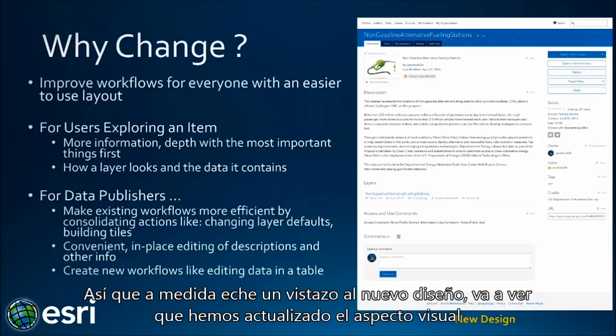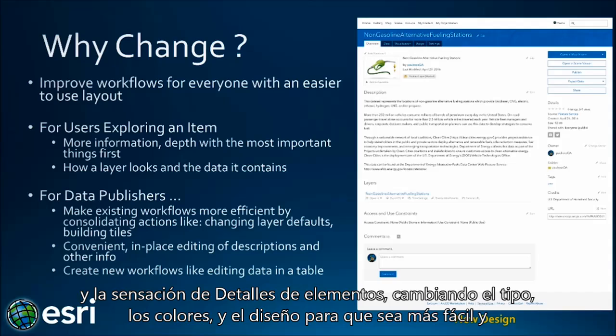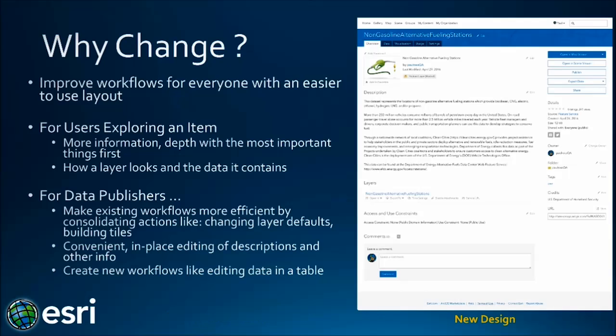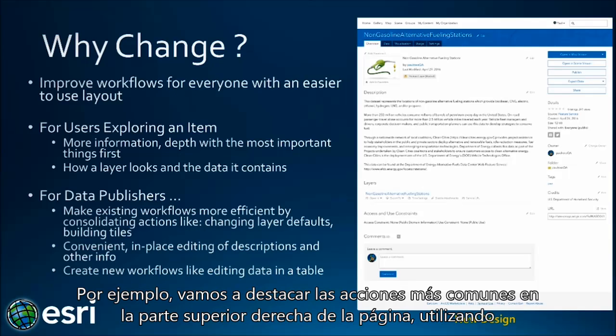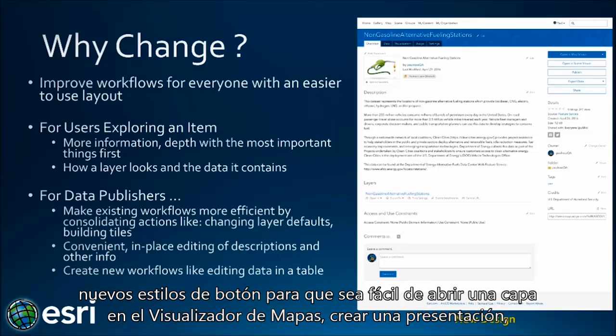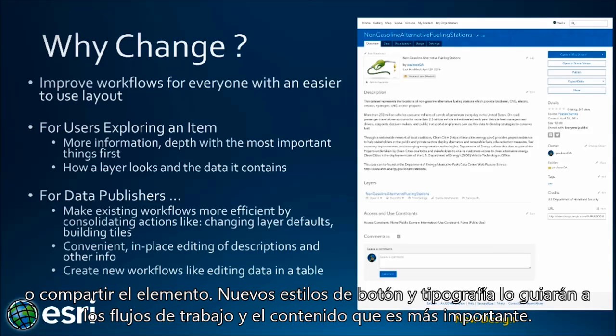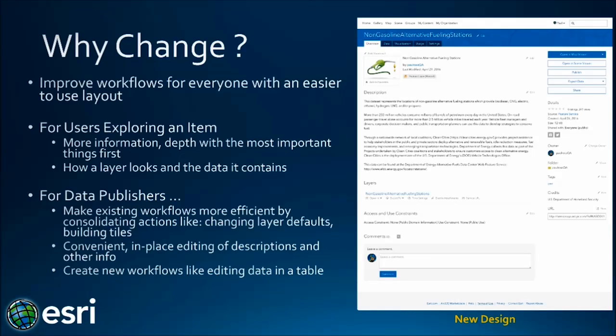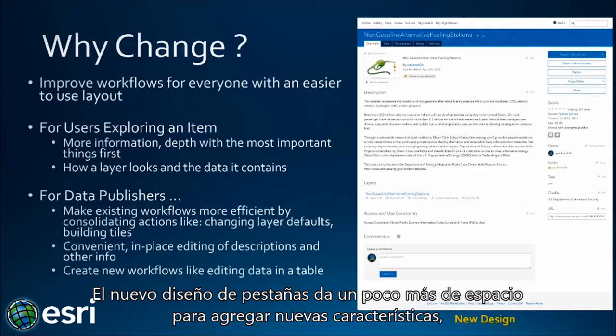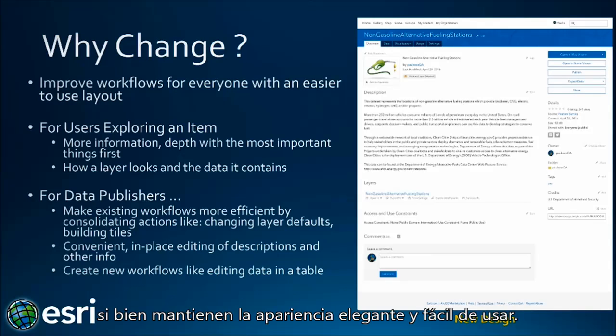So as you take a look at the new design, you're going to see we've updated the visual look and feel of item details, changing the type, the colors, and layout to make it easier and more efficient to get your work done. For example, we'll highlight the most common actions in the top right of the page, using new button styles to make it easy to open a layer in the map viewer, create a presentation, or share the item. New button styles and typography will guide you to the workflows and content that matter the most. The new tabbed layout gives us a little bit more room to add new features while still keeping the look streamlined and easy to use.